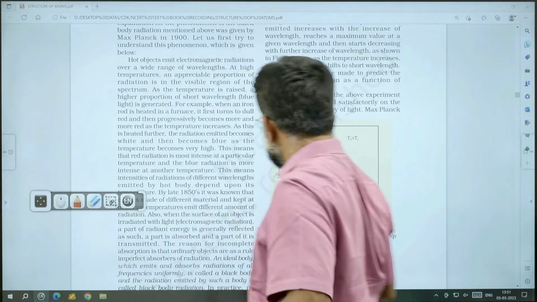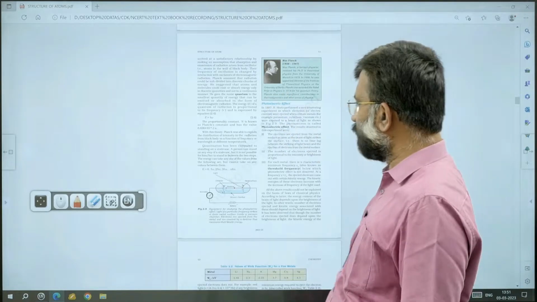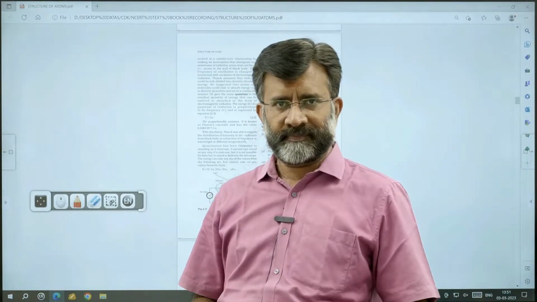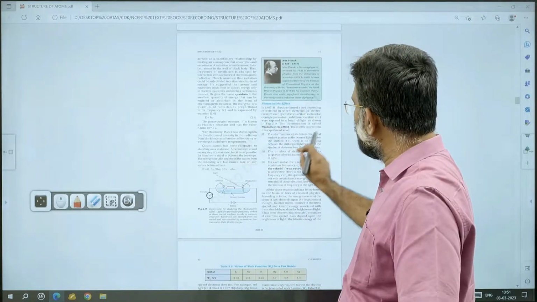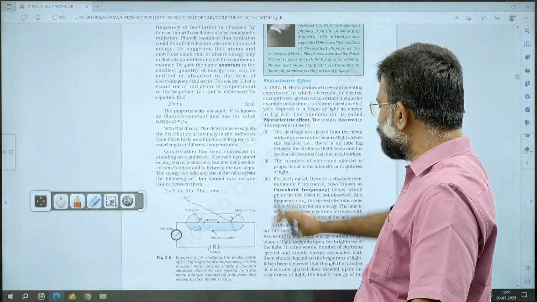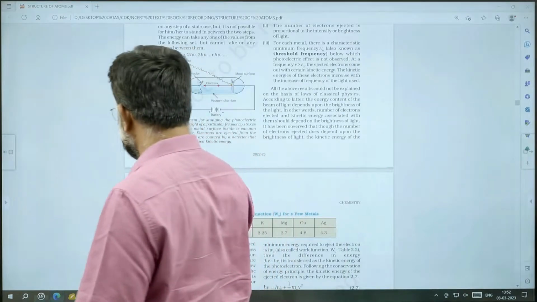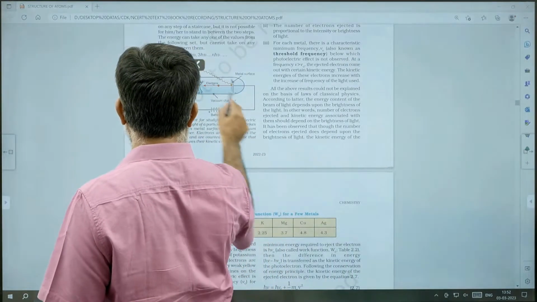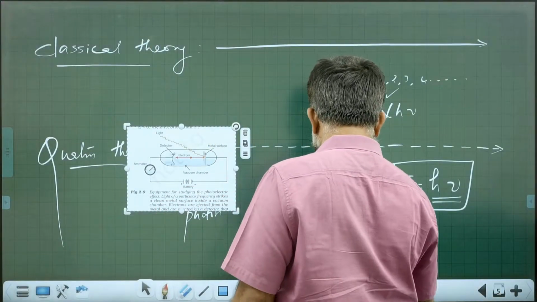Now, there is an important topic, all of you know, the photoelectric effect. Photoelectric effect was observed by Heinrich Hertz and explained in detail by Einstein. I don't have to tell you. This experimental diagram for the photoelectric effect is very, very familiar to all.